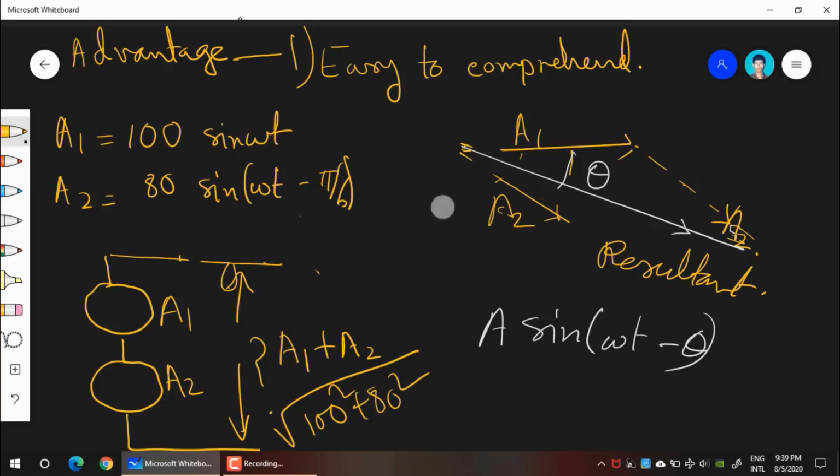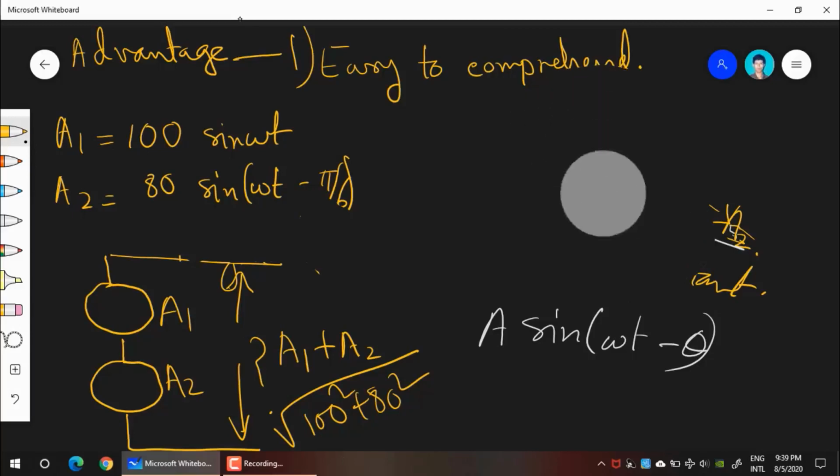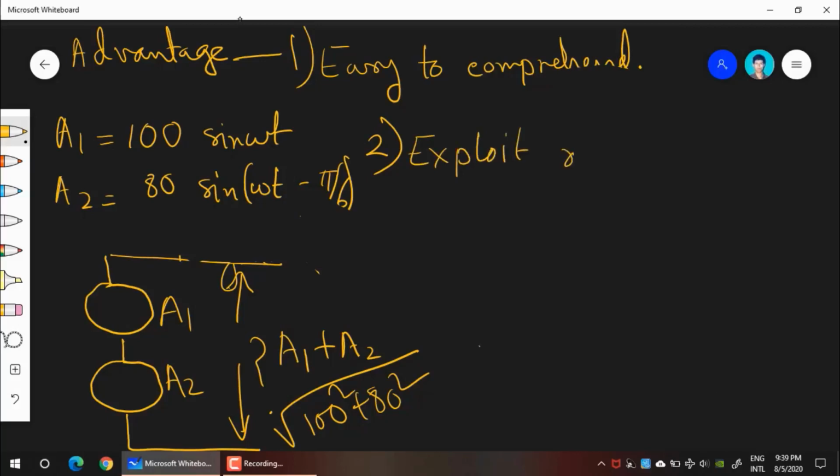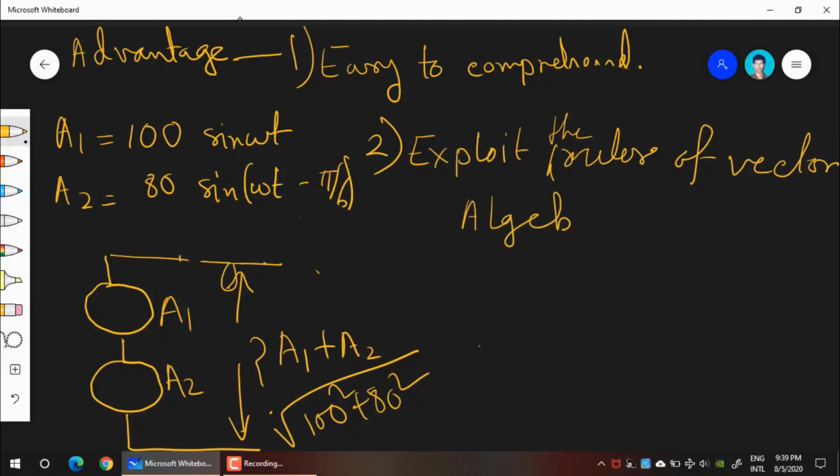you can exploit the rules of vector algebra. So these are the two points. One is easy to comprehend, and you will not get confused.